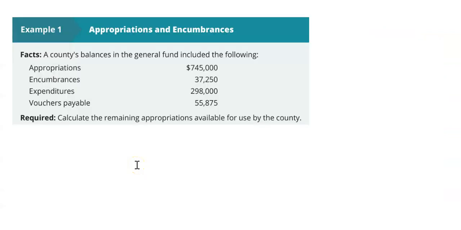Now we will do quick problems from module 1. One example is about appropriations and encumbrances. Account balances in the general fund included the following: appropriation, that was their first planning, how much money they are keeping aside or planning to spend for the general fund. And then they had encumbrances, and they actually spent this money, and they also have voucher payable. So we have to calculate the remaining appropriation available for use by the county.